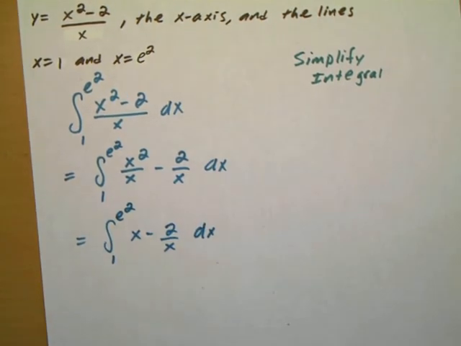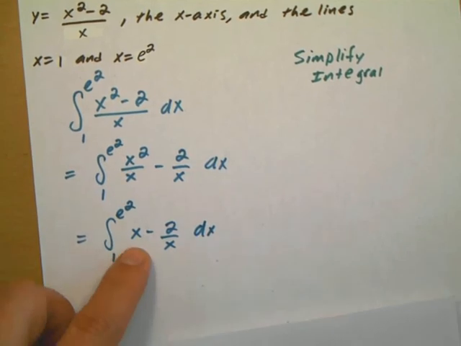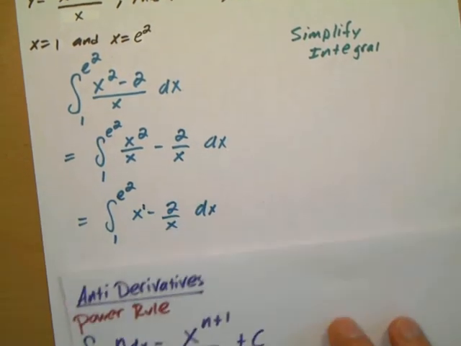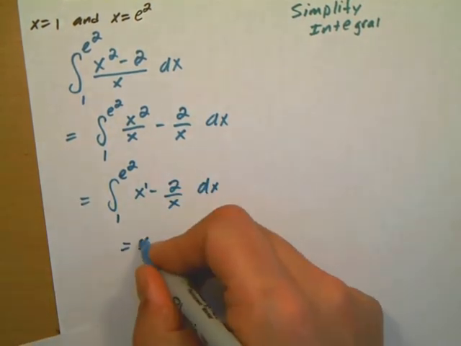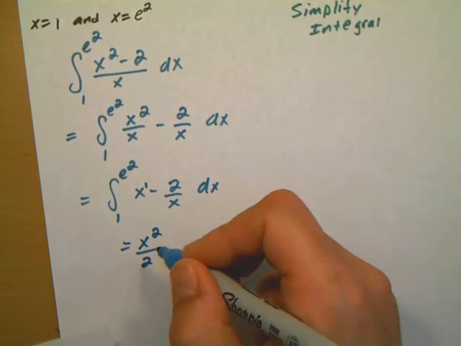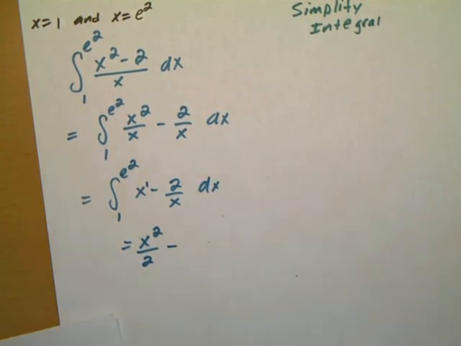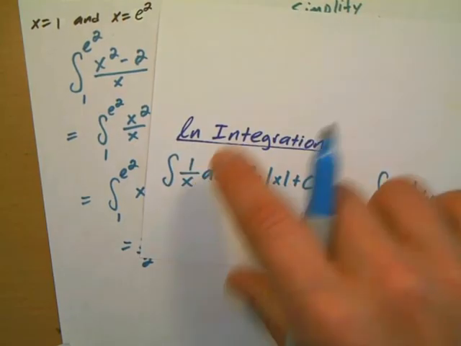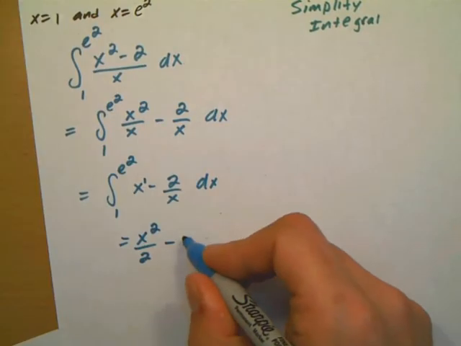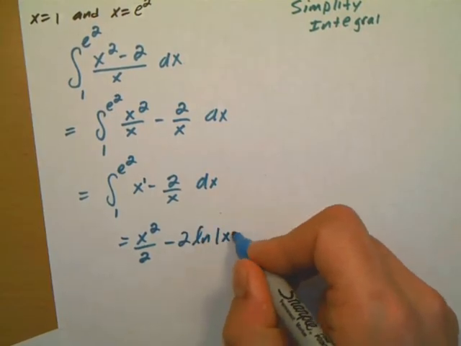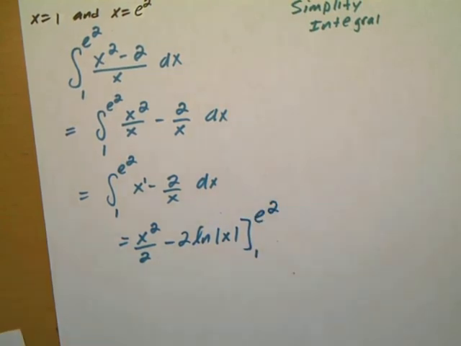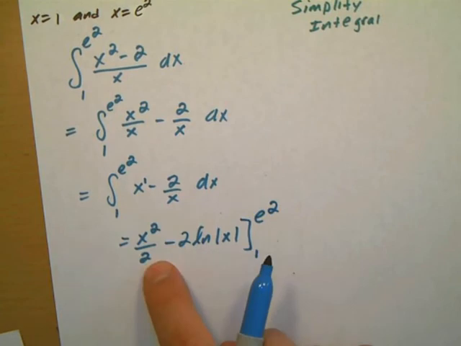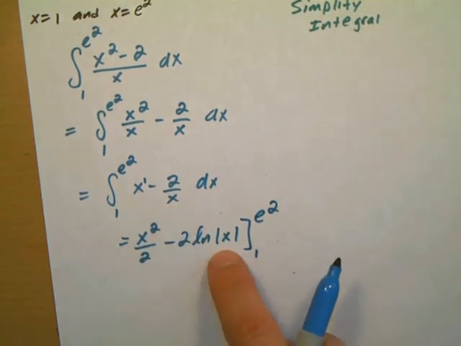And then I can just go ahead and apply the appropriate power rule. This x is the same thing as x to the little invisible 1. And so I can add 1 to the power. So x squared over 2. And this 2 over x is the same thing as this constant over x. So it's going to be ln. So it's going to be 2 ln absolute value of x going from 1 to e squared. So this required the power rule, and this one required the ln integral.